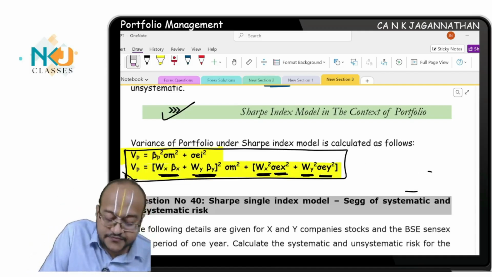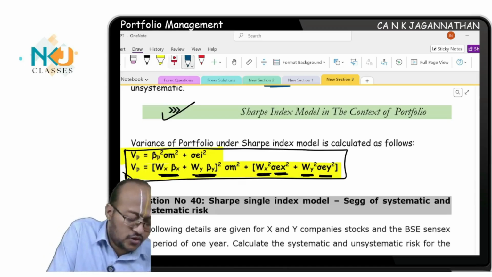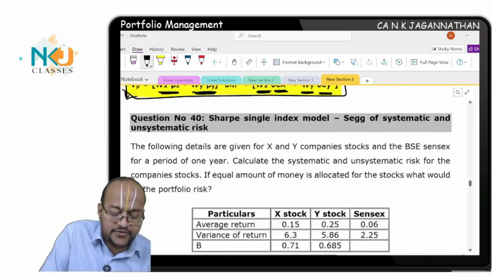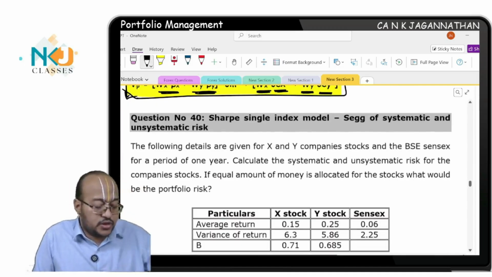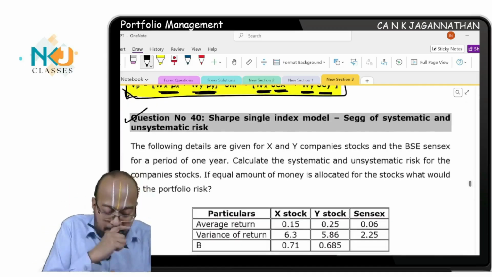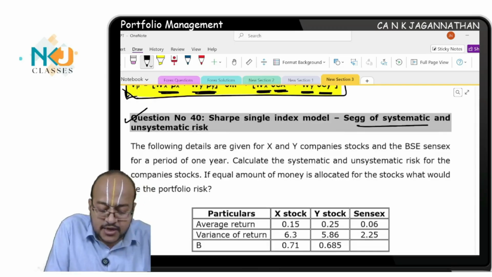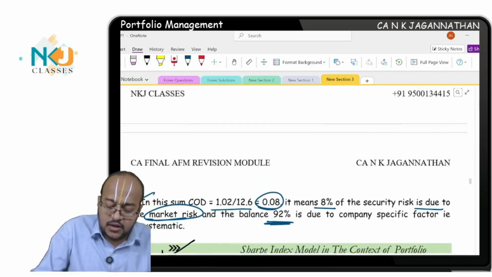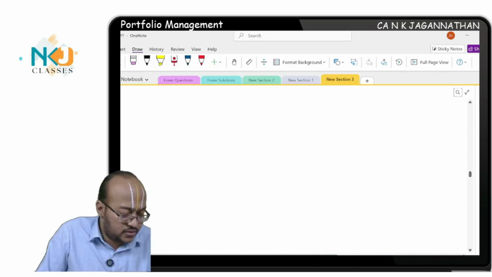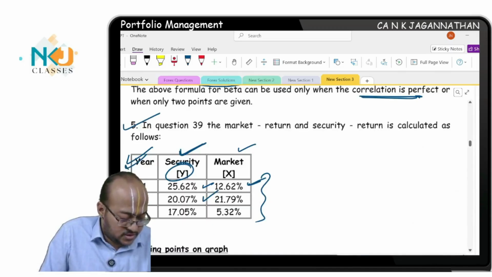Now we will solve a few questions in this regard and move on to the next model, APT. First listen. Question number 40 we will take. Sharpe single index model, segregation of systematic and unsystematic risk. In question number 39 earlier, I think we have solved all the parts there. I'll just show.